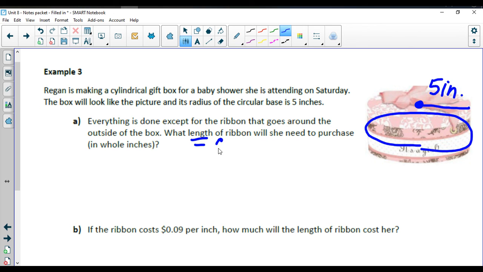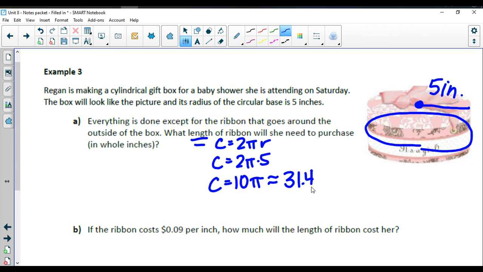So length of ribbon, we're talking about circumference. So 2 times pi times the radius. So 2 times 5 times pi. That's going to give me 10 pi. When I'm actually working on a real world problem, I am going to want to go to that decimal answer. And my circumference is 31.4 inches. When I need to purchase whole inches, I'm going to have to purchase 32 inches of ribbon.